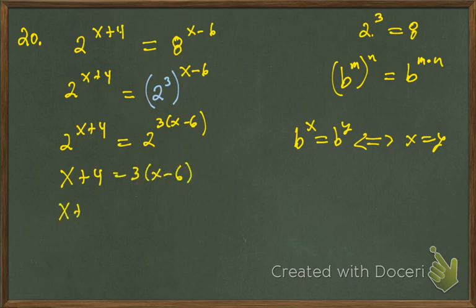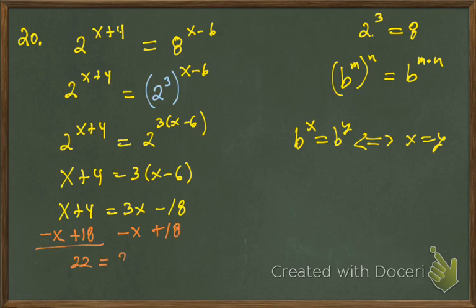And then go through the motions, distribute, and then get all the x's on one side of the equation there. So maybe we'll subtract an x and we'll add 18 to do that. And then we'll divide by 2, and I think we get like, I don't know, 11 or something like that as our solution here. Okay, and then you can go and you can check that one, but we don't have to worry about any extraneous solutions for the exponential function because the domain is all real numbers.